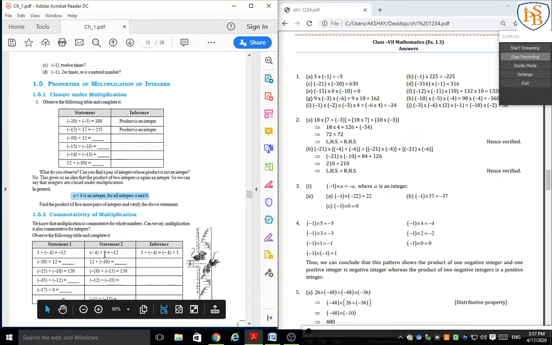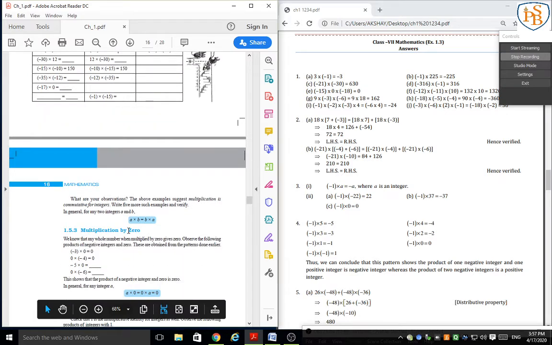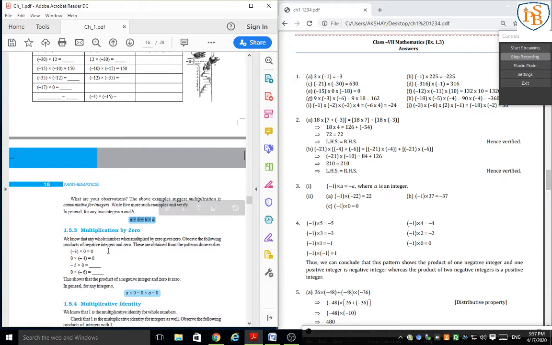So what can we say about the commutative property of multiplication? If we change the order of the places of the integers, the answer will be the same on both sides of the equation. So in short I can write a into b is equal to b into a.